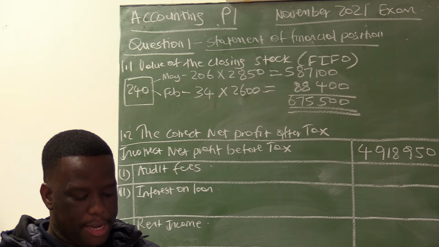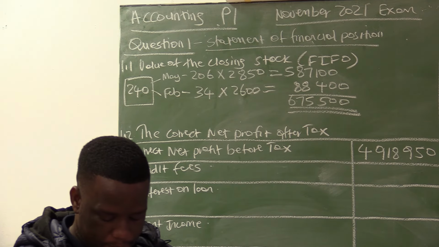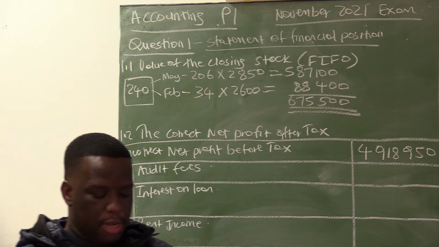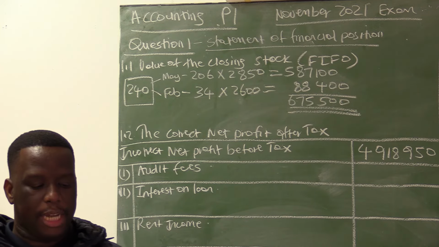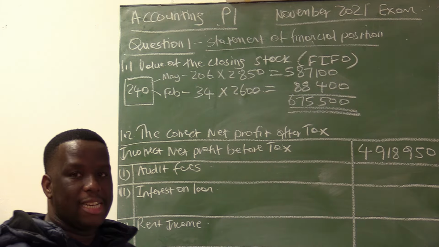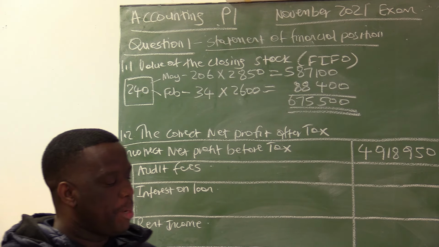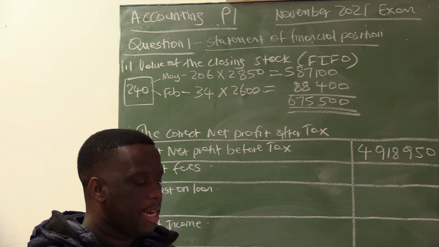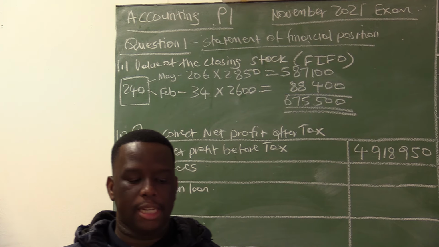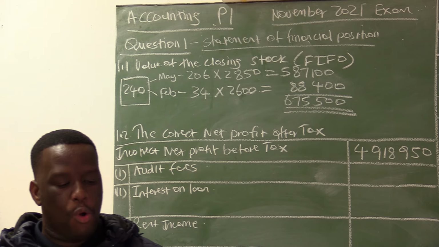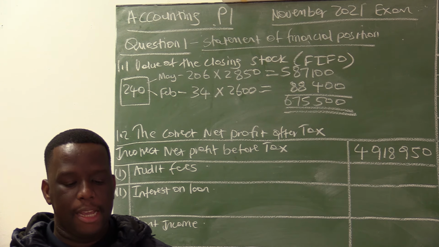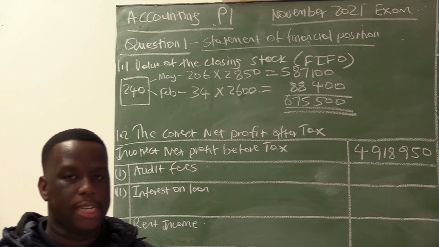So now we are referring to information C. Let's go to information C. The net profit before tax, which is the incorrect net profit before tax that was provided in the answer sheet, is 4,918,950, calculated before correcting the following. Audit fees include 123,600, which was paid in advance for the next financial year.